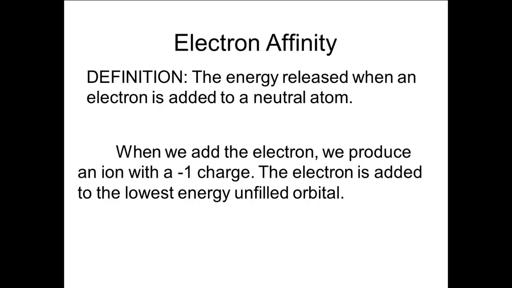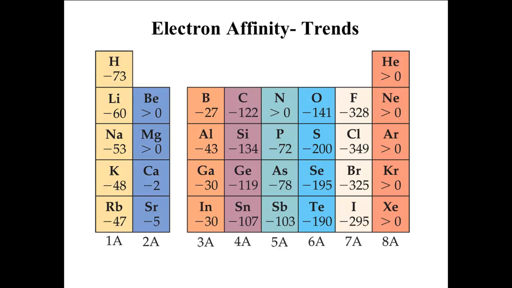The electron is added to the lowest energy, unfilled orbital. As with ionization energy, it is possible to add more than one electron, but we will focus only on the first addition.